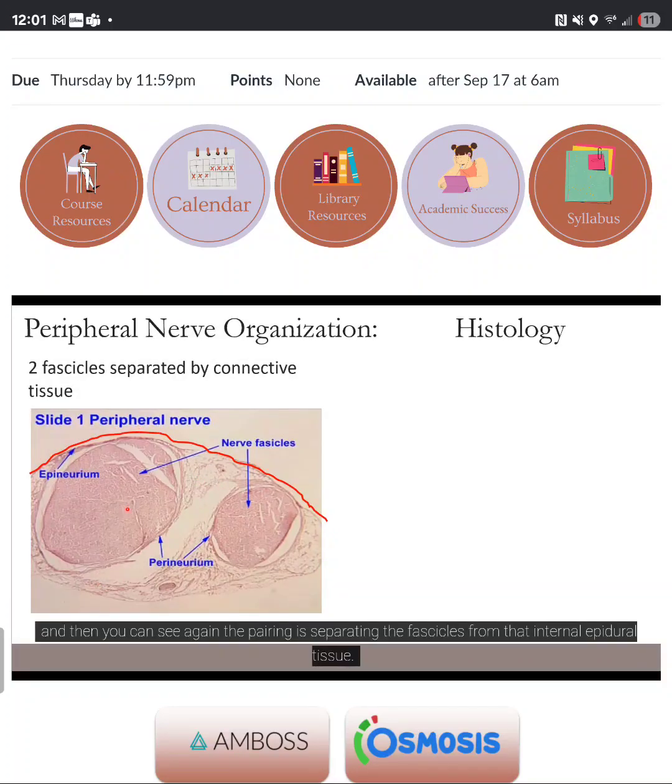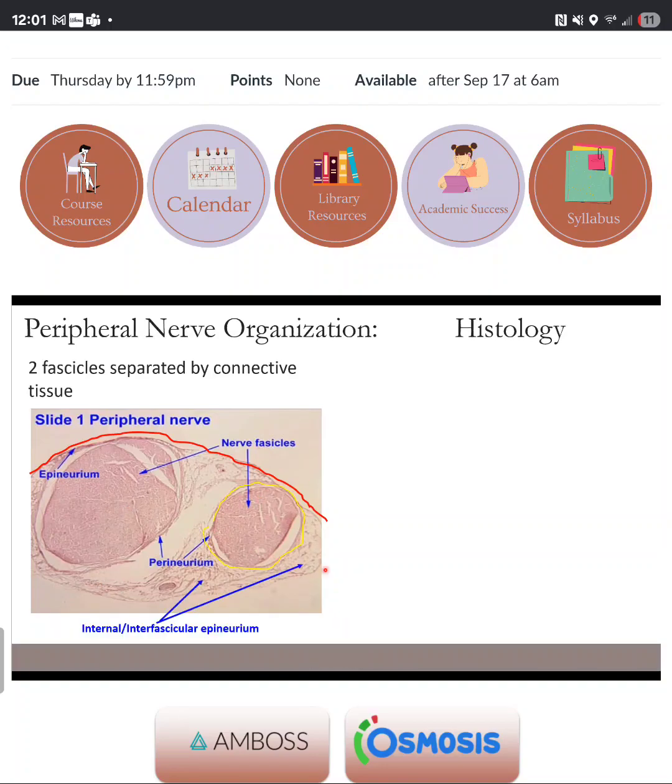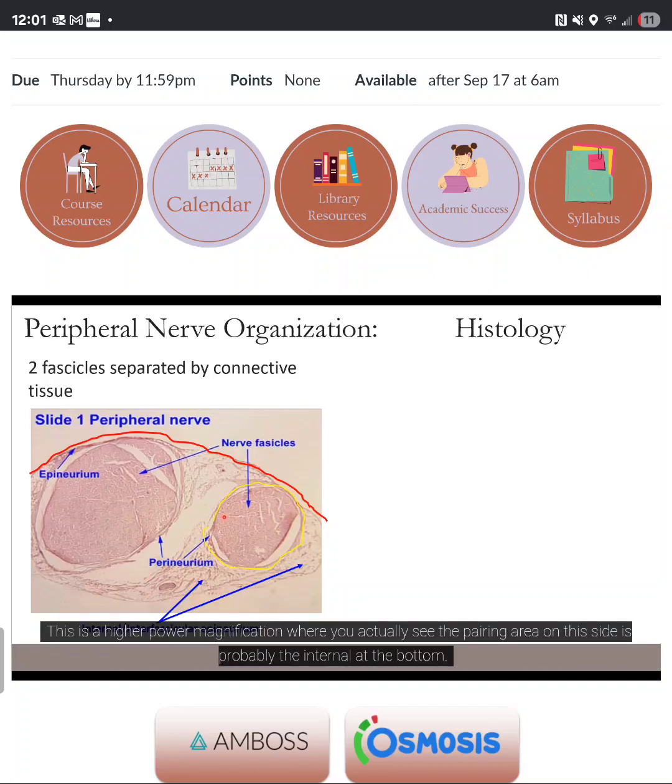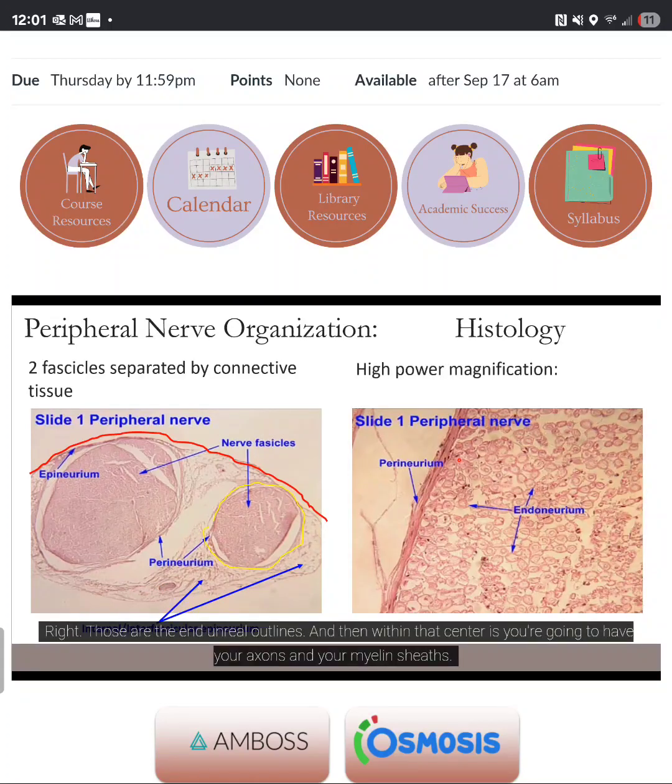And then you can see, again, the perineurium is separating the fascicles from that internal epineurial tissue. Also, you may see some blood vessels surrounding there as well. This is a higher power magnification where you actually see the perineurium. On this side is probably the internal epineurium. And then you have numerous circles there, like I showed you those donuts or Cheerios in the previous slide. Those are the endoneurial outlines. And then within that center, you're going to have your axons and your myelin sheaths.